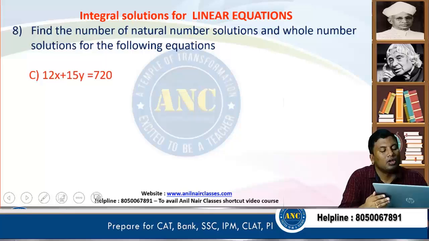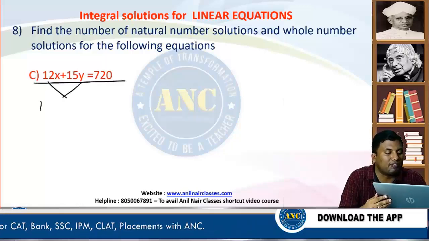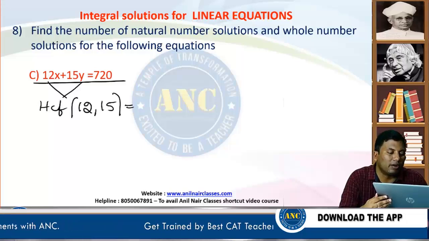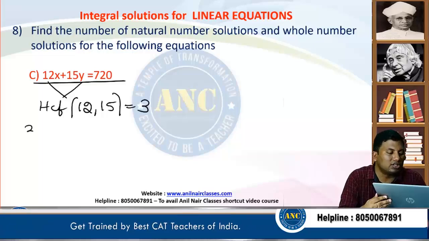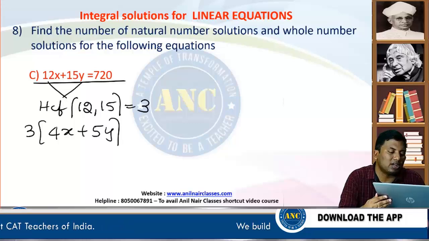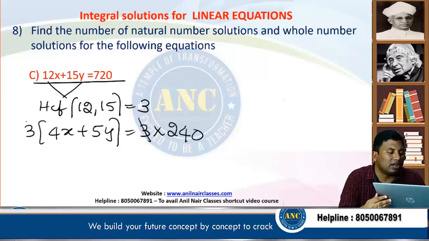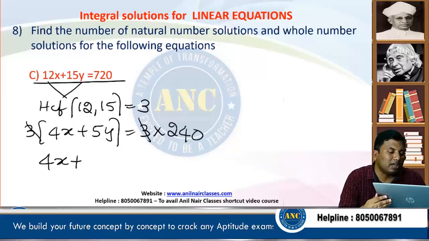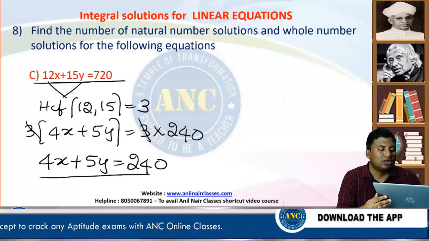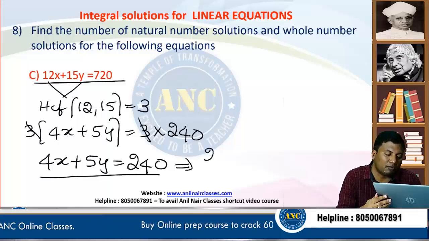Third question. 12x + 15y = 720. HCF of 12, 15 is 3. It should be 1. Condense this number. So 3(4x + 5y) is nothing but 3 into 240. 3 cancels. I will get 4x + 5y = 240. So 4 is a factor of 240, 5 is a factor of 240.